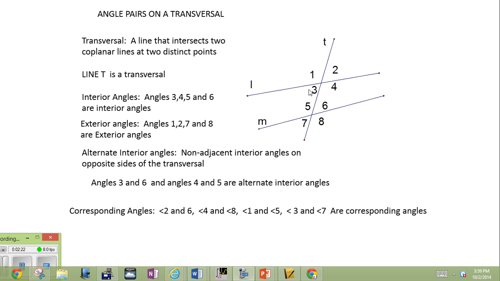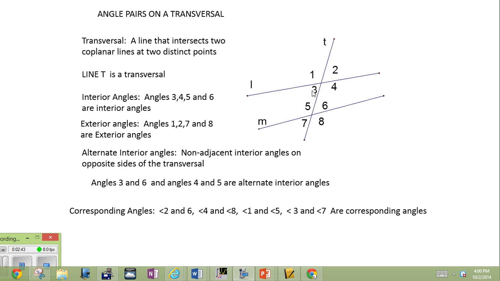So, we've got, let's see, 3 and 7. That's one interior, one exterior. They're on the same side of the transversal. Okay, 3 and 7. Same side of the transversal, one interior, one exterior.